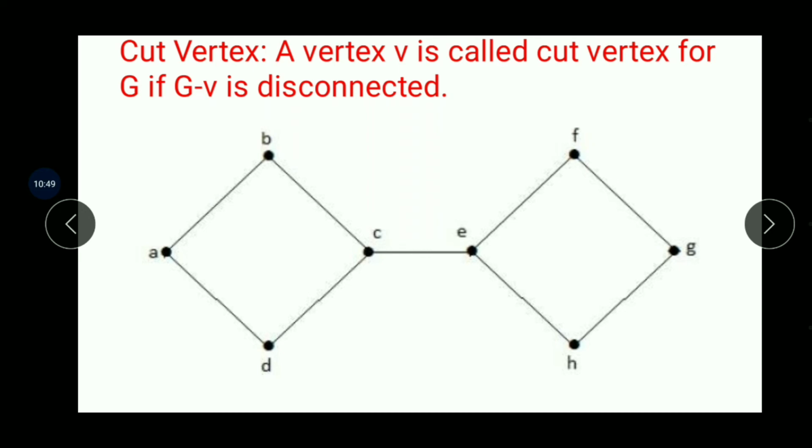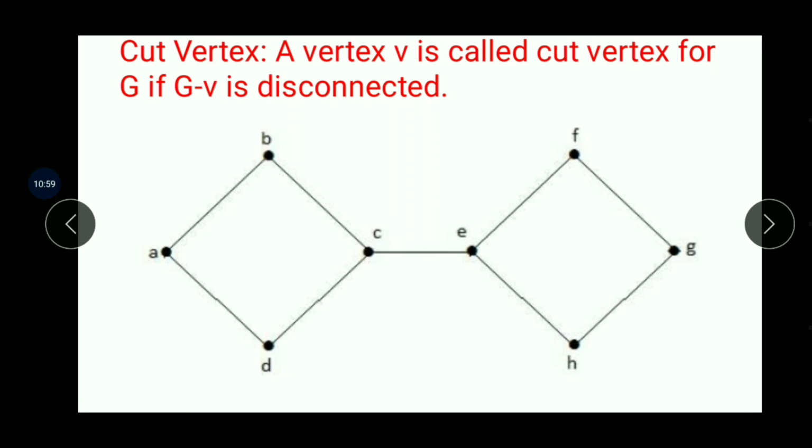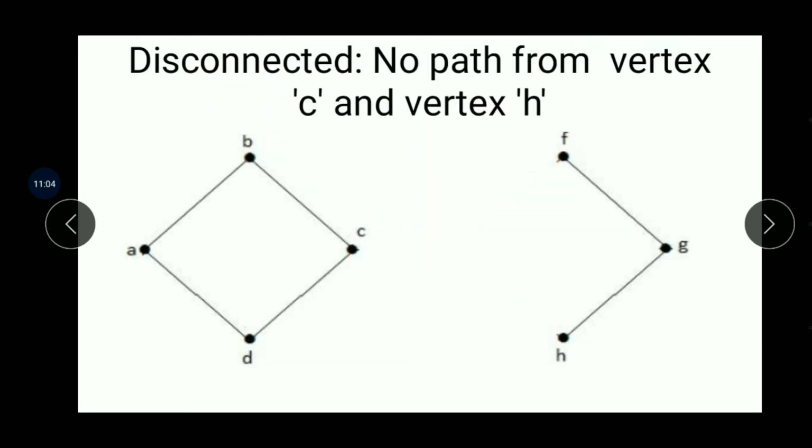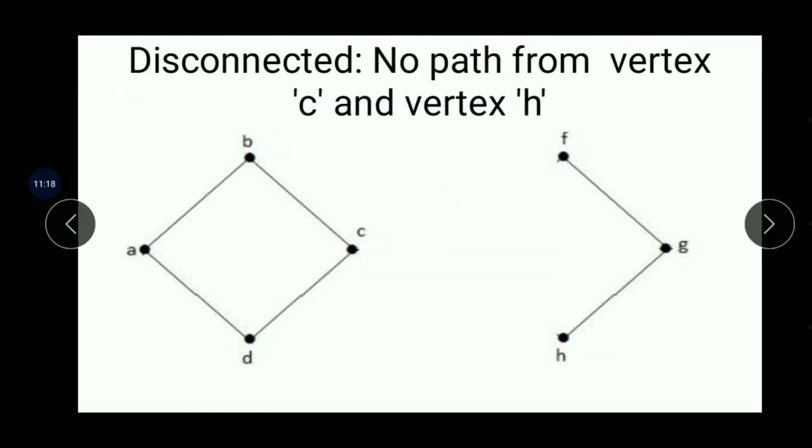Like suppose in this graph, if I remove this E, I get a graph of such kind, right? If I am removing this E, I have to remove this edge, this, and this. So I get this graph, and there is no path from vertex C to vertex S. There is no path here. So this is a disconnected graph. So such kind of vertex, so the E vertex, is a cut vertex.